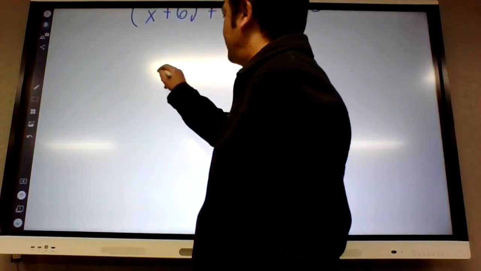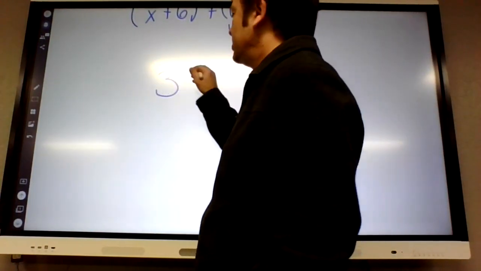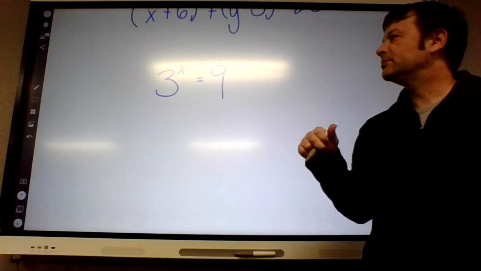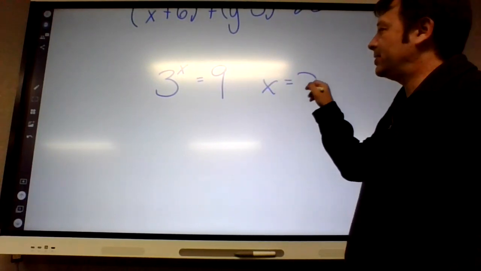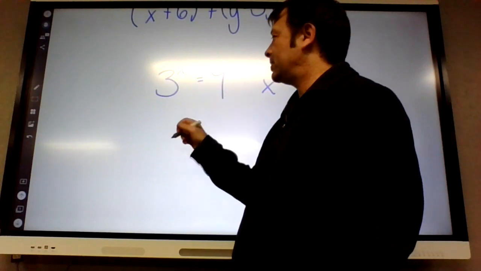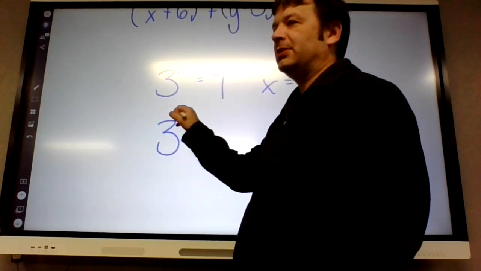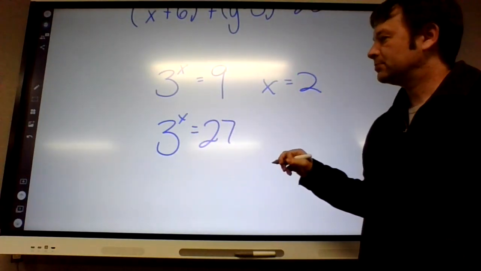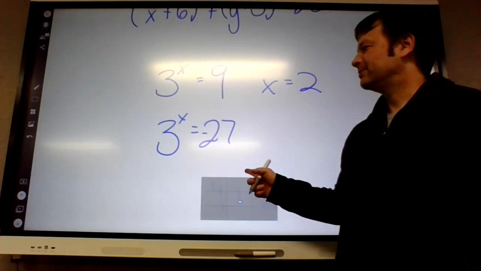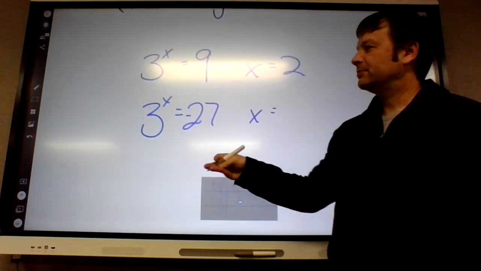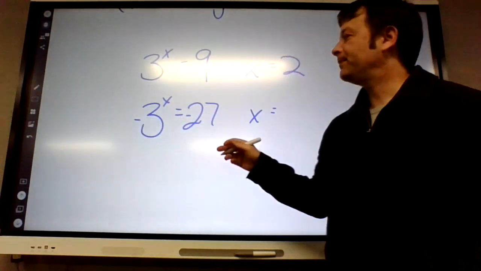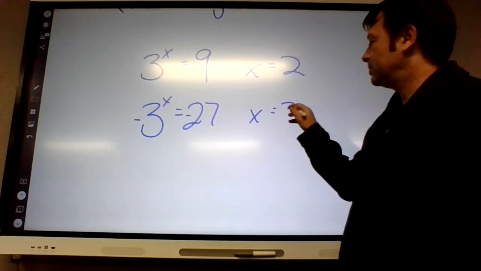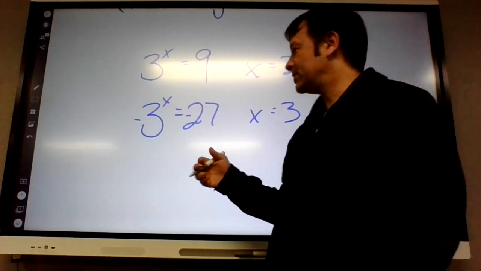If I have 3 to the x equals 9, what would x have to be right there? 2. Because 3 squared is 9, right? 3 to the second power equals 9. So 3 to the what equals, let's say, negative 27? Whoops, screwed up. 3 to the what is 27? 3, right. 3 to the third, 3 times 3 times 3 is 27.